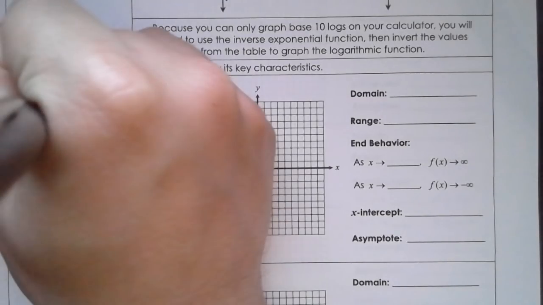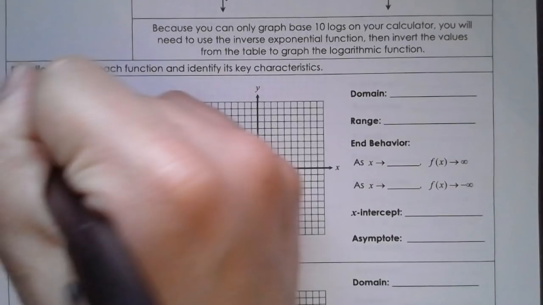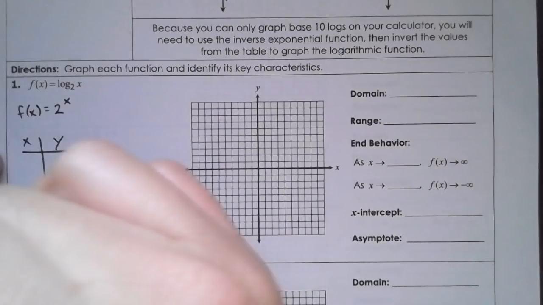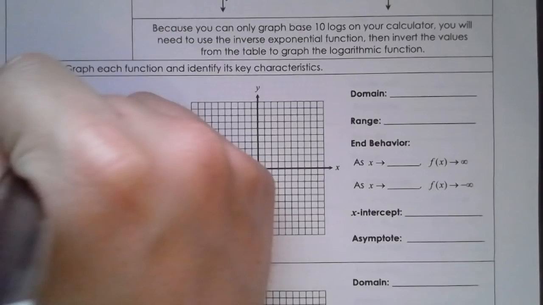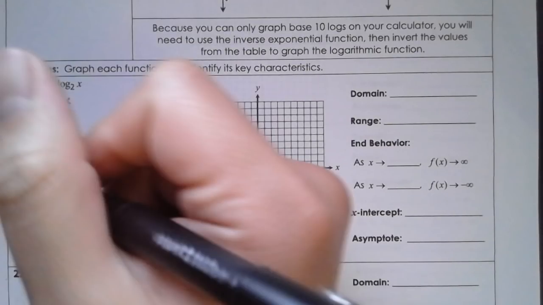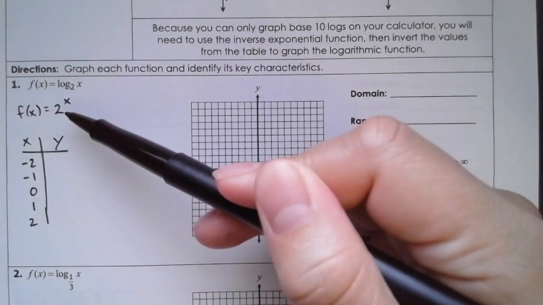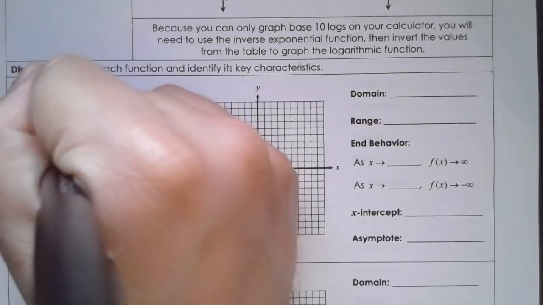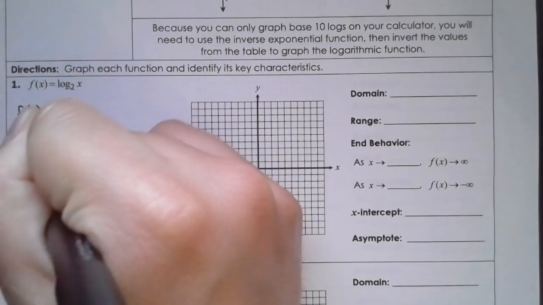I would do my table just like before, x and y. I take some values to the left of the origin, some to the right, so -2, -1, 0, 1 and 2, and I plug those into this function here. Once you do that, you're going to get 0.25, 0.5, 1, 2, and 4.